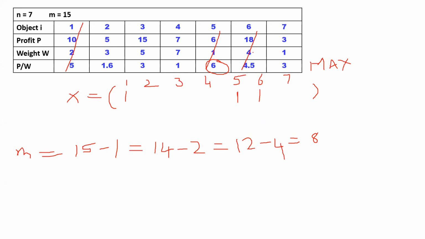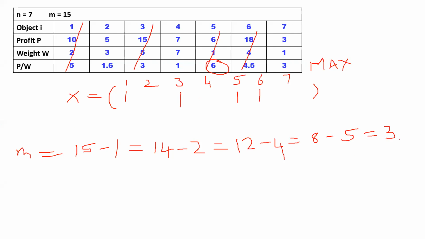Then the remaining objects: I have objects 2, 3, 4, and 7. I have objects 3 and 7 with the same weight. I'll take object 3. If I'm filling object 3, whose weight is 5 kilos, can I put all 5 kilos into the bag? Yes, it's possible to put all 5 kilos into the bag. If I'm using it completely, then in the solution vector I'll place a 1.